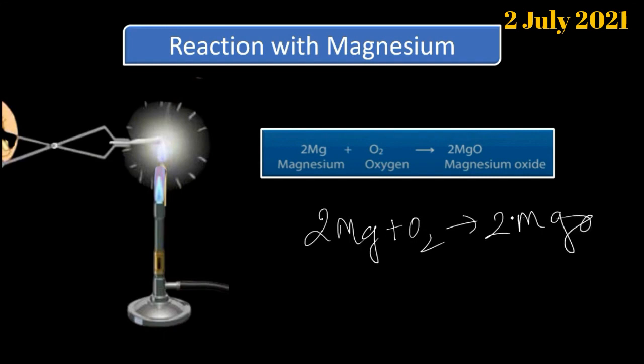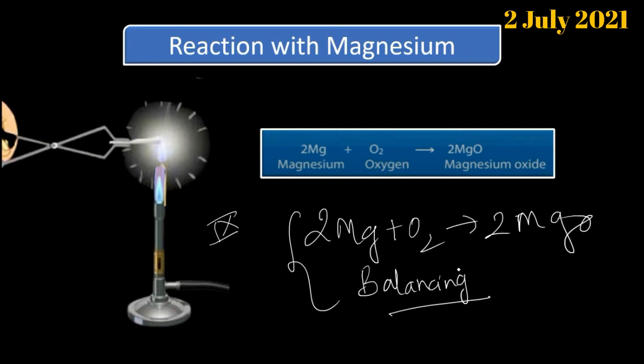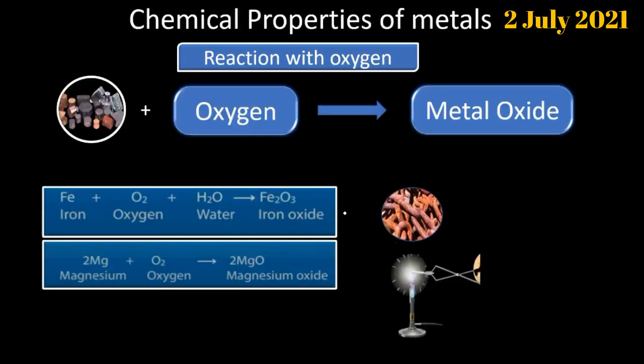Now, why this 2Mg? You will understand balancing of equations, you will learn it in class 9th. However, you remember this equation properly because in the exam it is good to write this equation when chemical properties are asked. So we have studied two metals: first, iron plus oxygen in presence of water gives iron oxide, which is nothing but rust, and magnesium plus oxygen gives magnesium oxide, right?